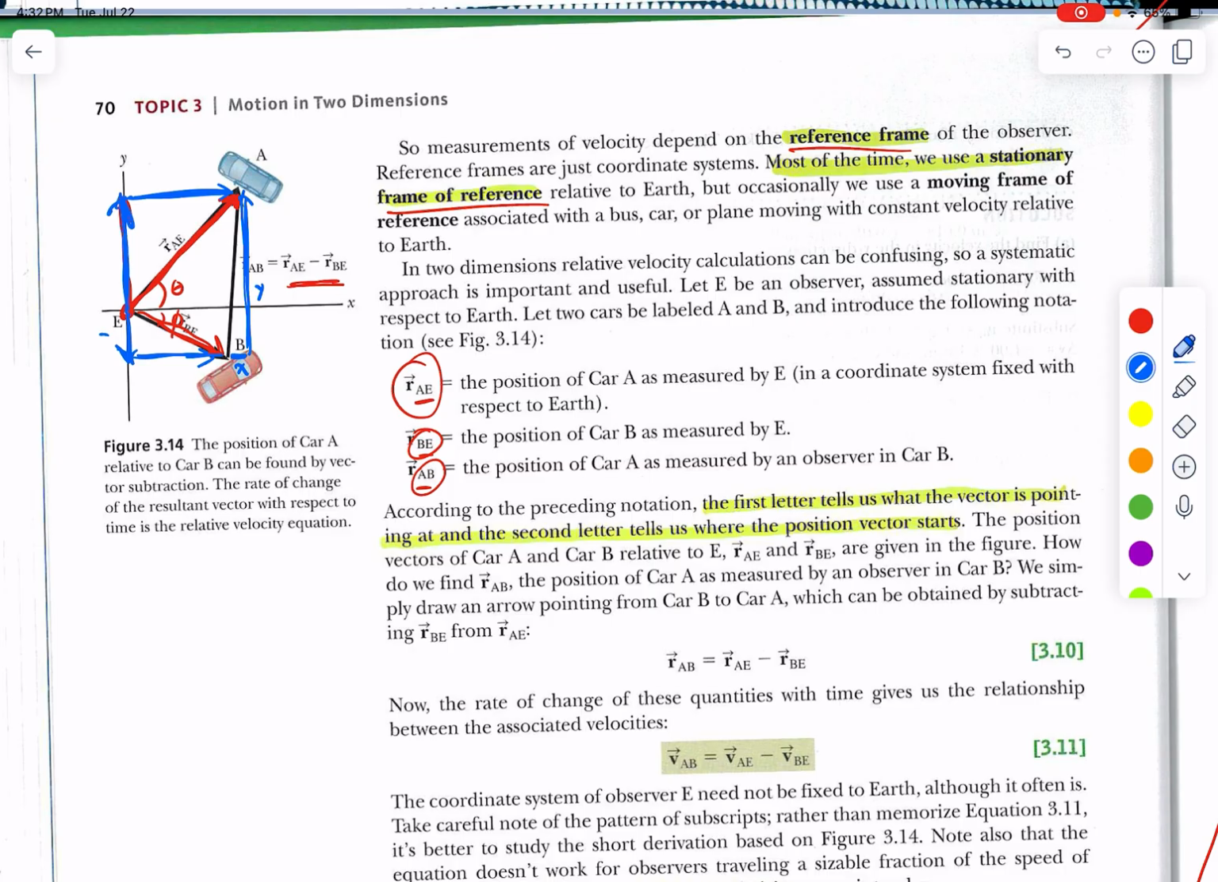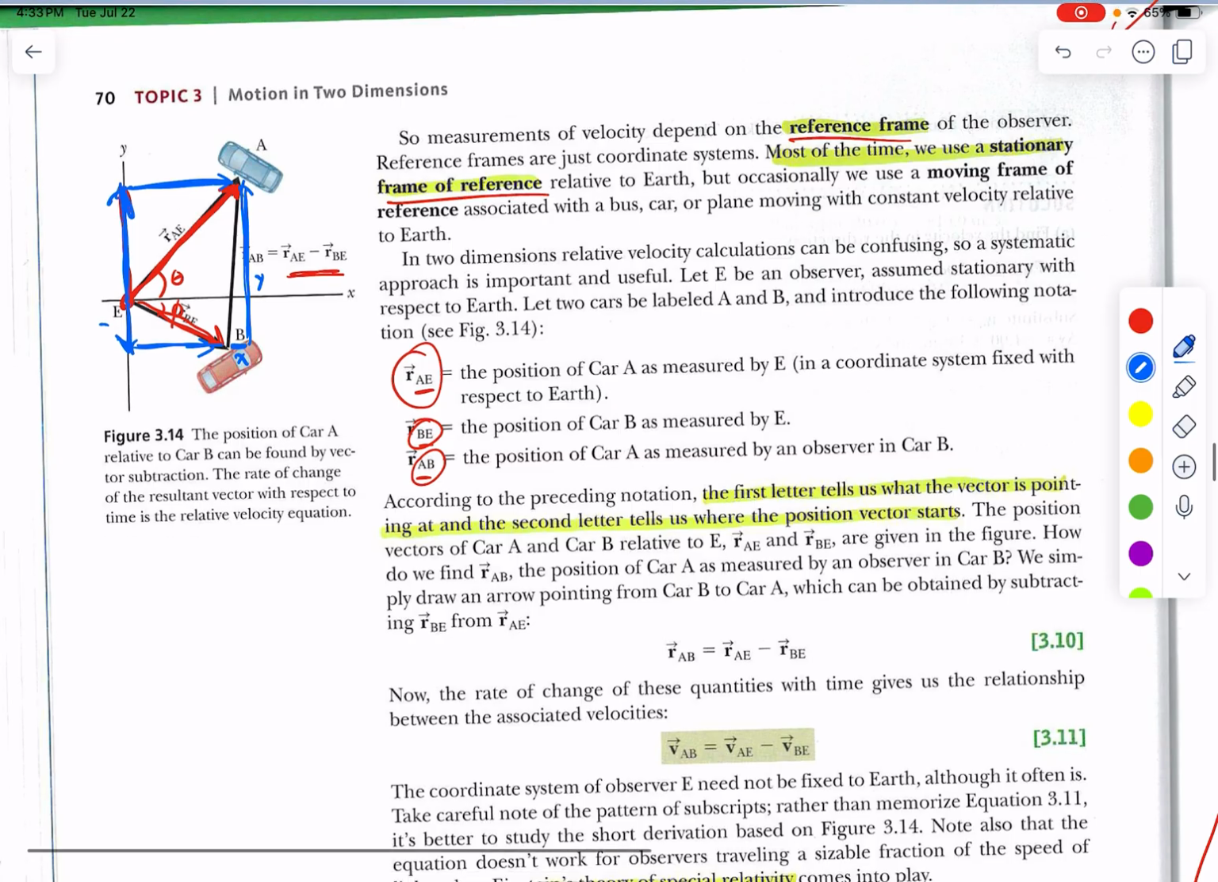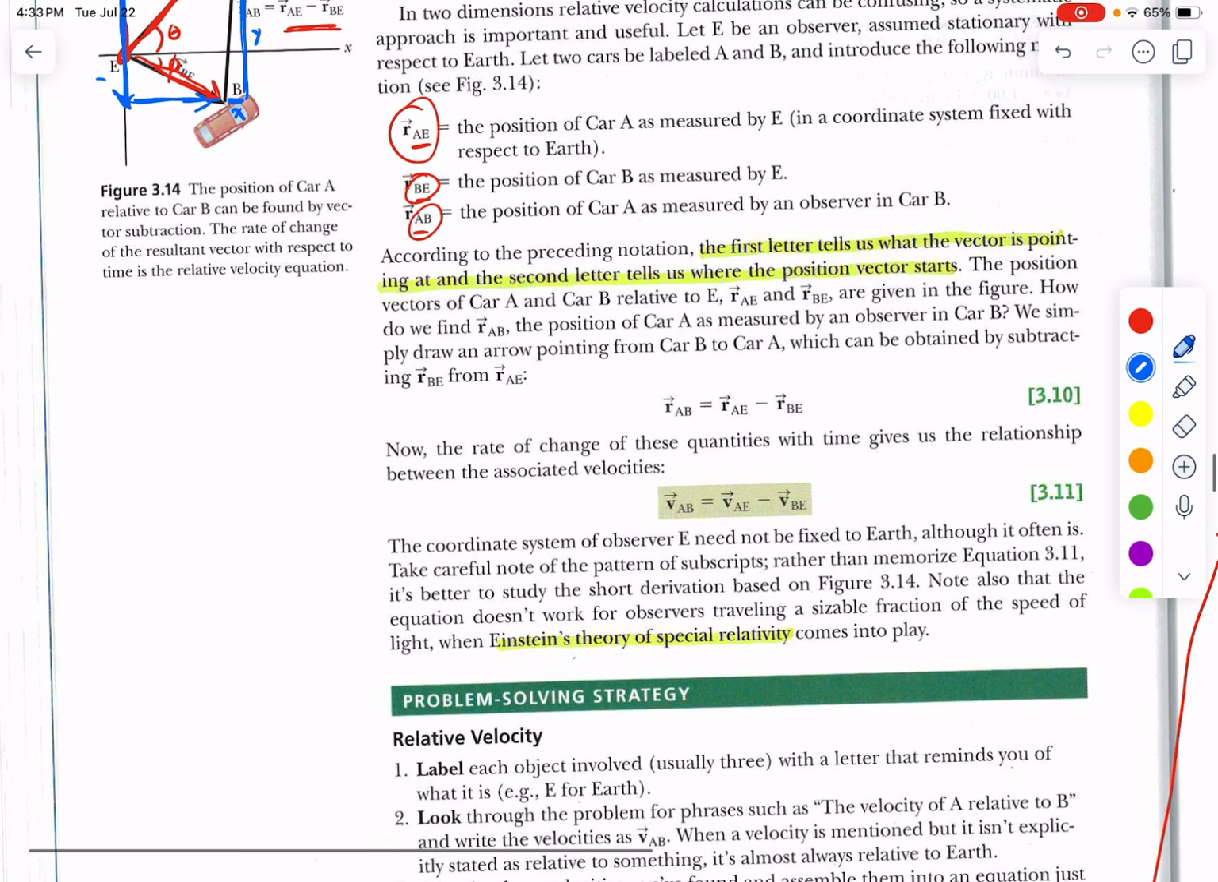And that would show you the position from the perspective of an observer in car B, the position of car A. And we could calculate the magnitude of that vector and the angle from that right triangle. So that's a matter of subtracting the two to get the relative position.